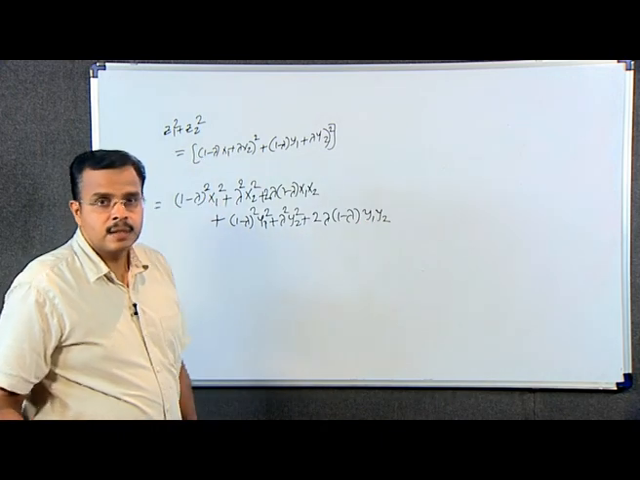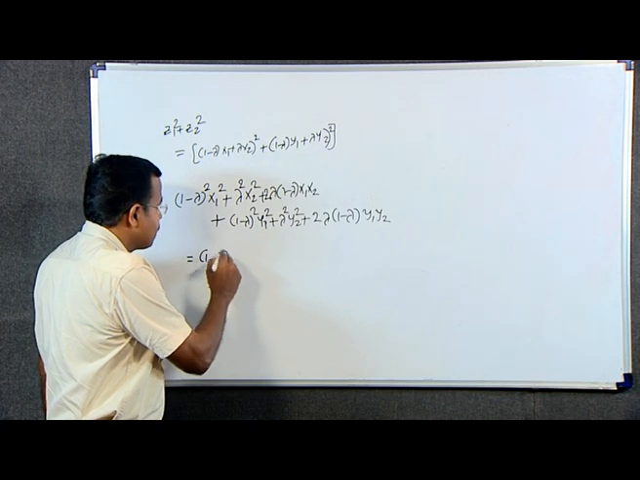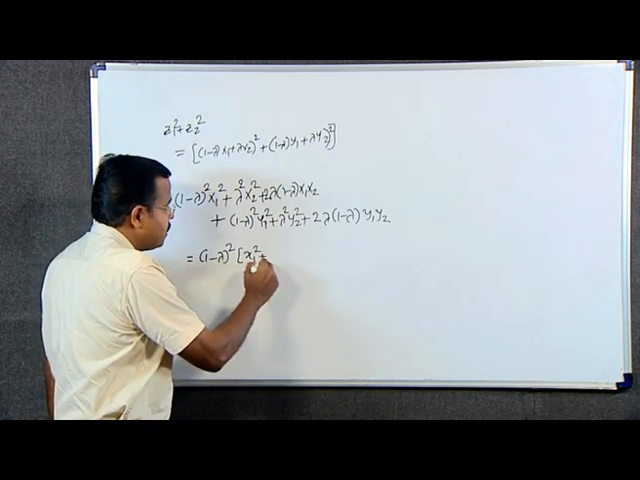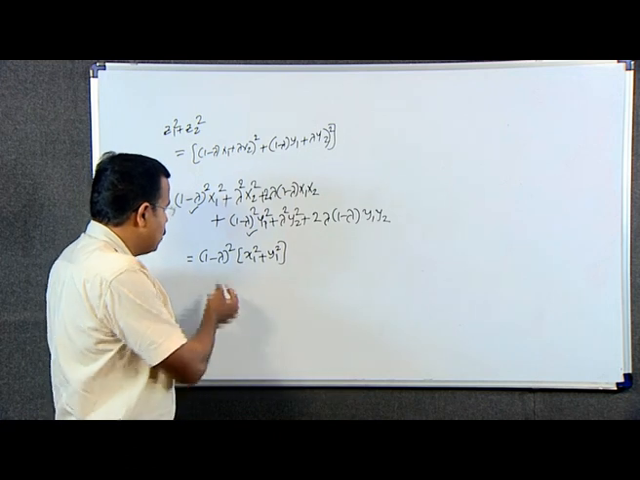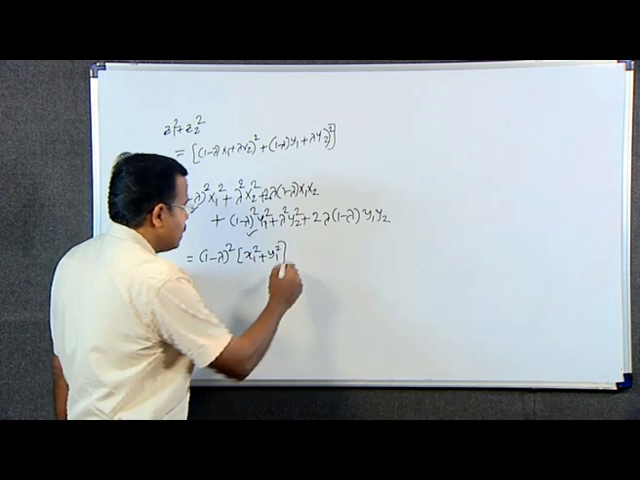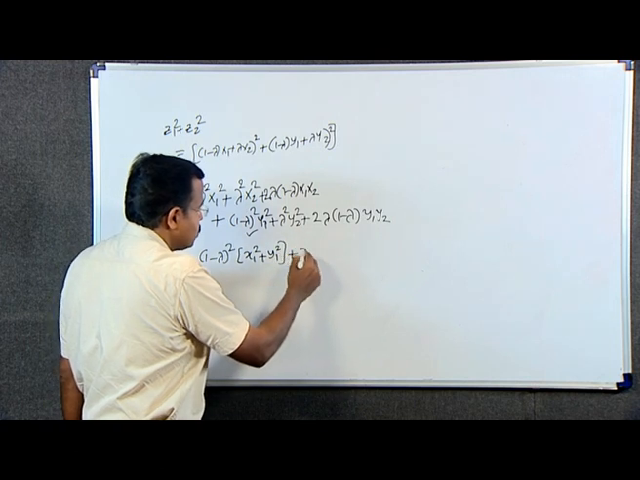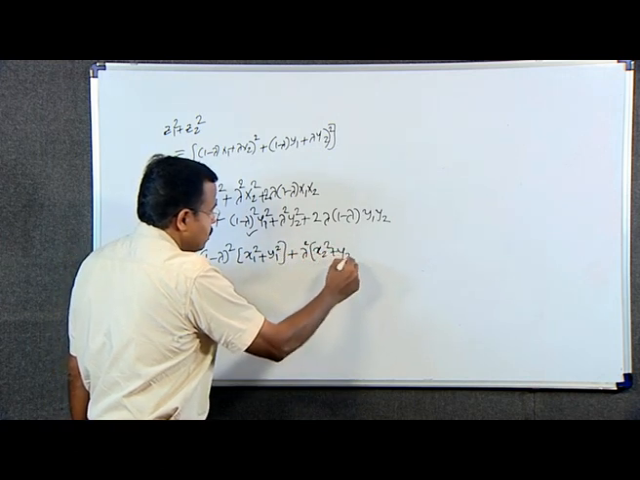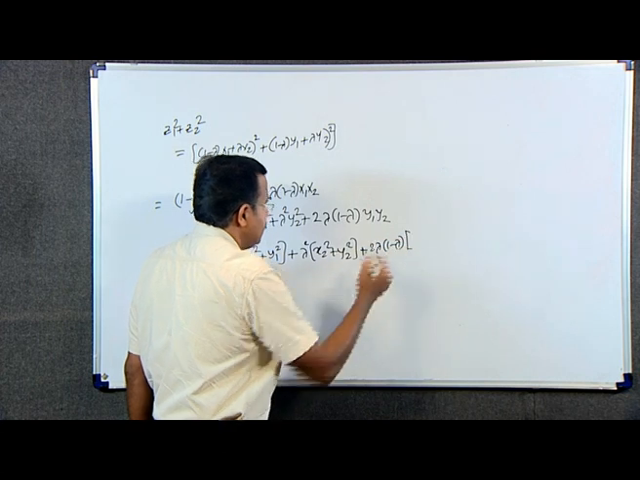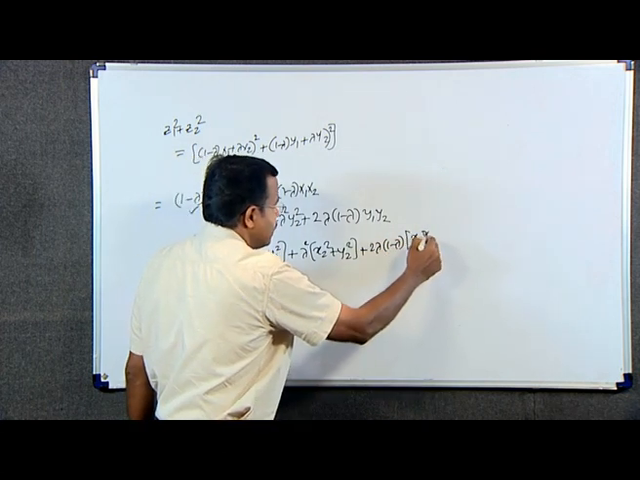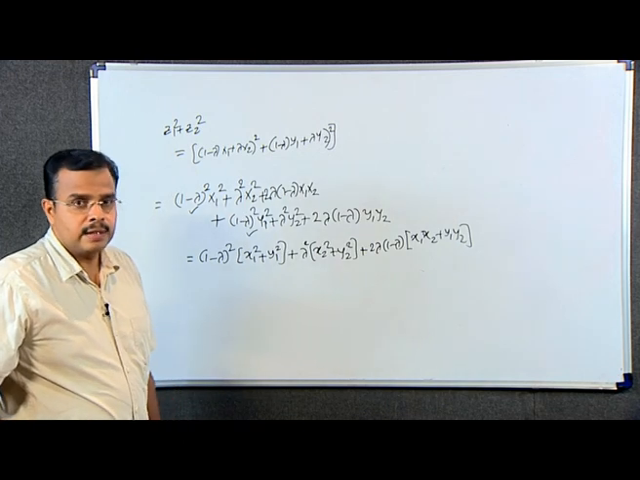This is z1 square plus z2 square, that is equal to 1 minus lambda whole square into x1 square plus y1 square, here 1 minus lambda whole square into y1 square, here 1 minus lambda whole square into x1 square, combining these two, 1 minus lambda whole square into x1 square plus y1 square, then plus lambda square into x2 square plus y2 square, then plus 2 lambda into 1 minus lambda into x1 x2 plus y1 y2. We are getting z1 square plus z2 square like this.